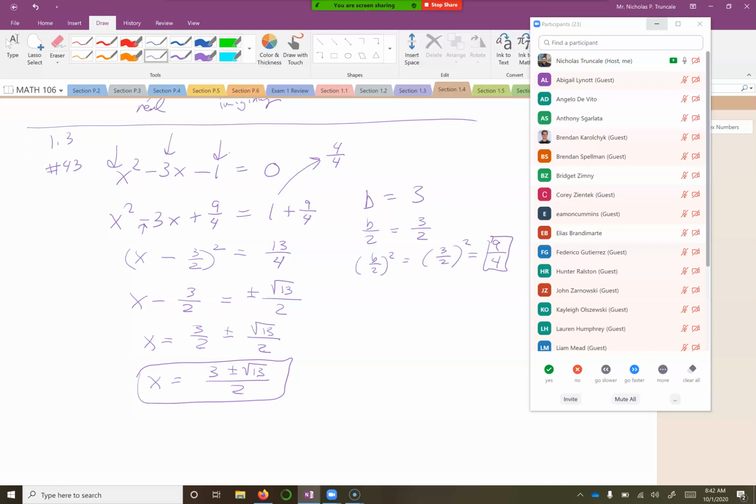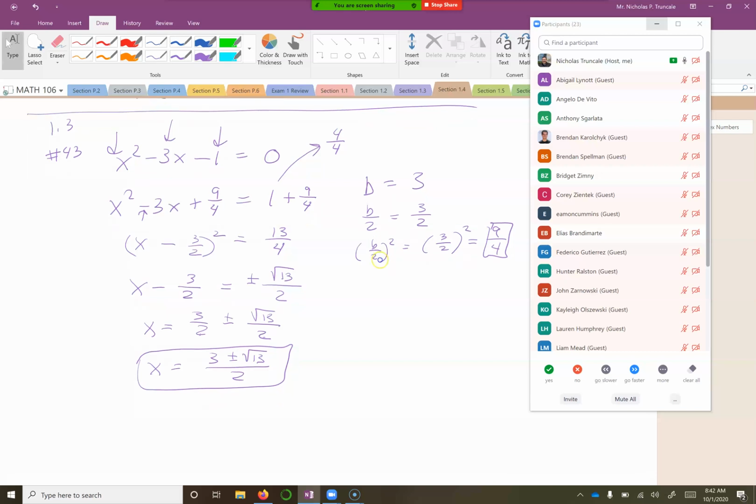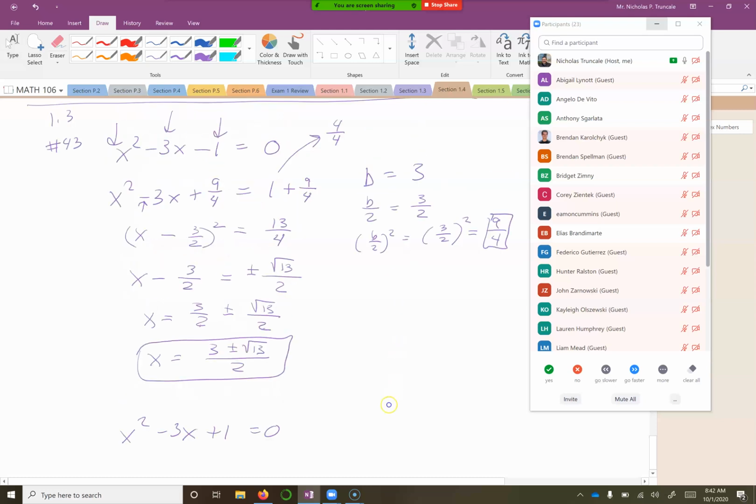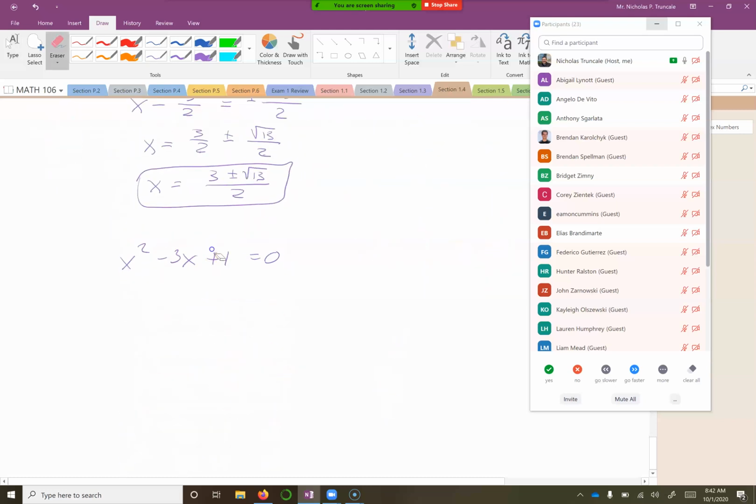I'm going to solve this equation, the same one. Let's make sure I'm right. Oh, it's -1. I'm going to solve this same equation, but doing the quadratic formula. And remember, I'm not expecting you to remember it.